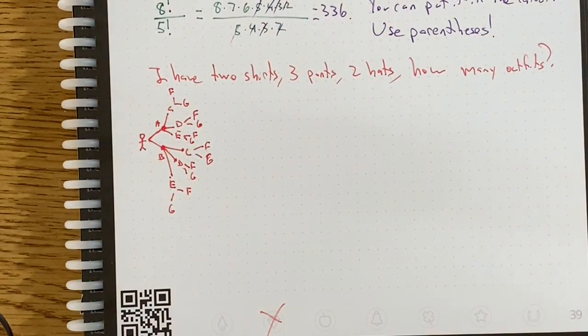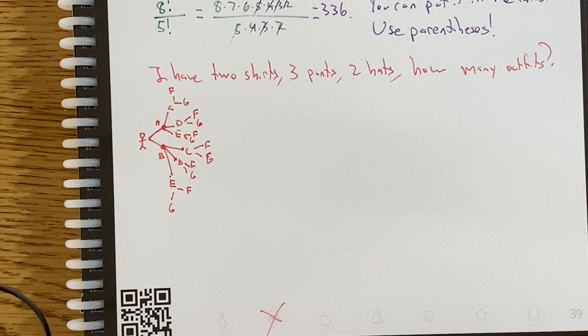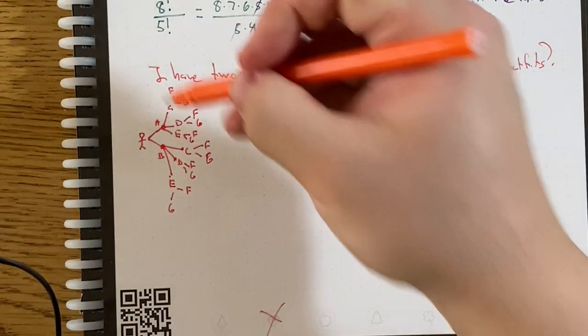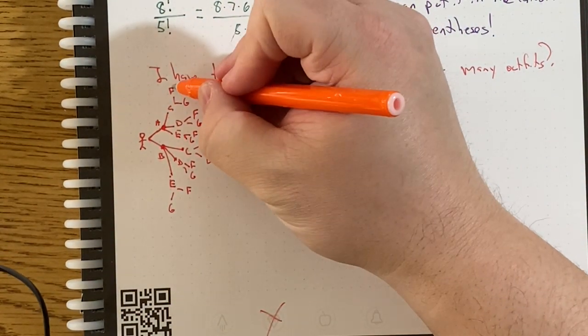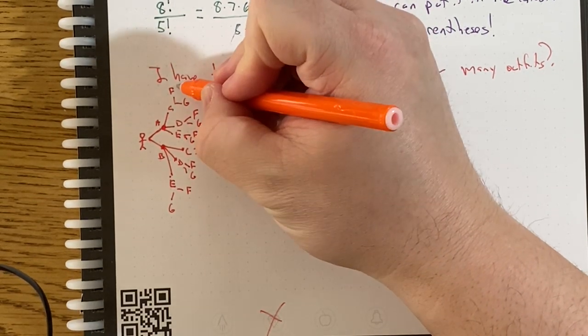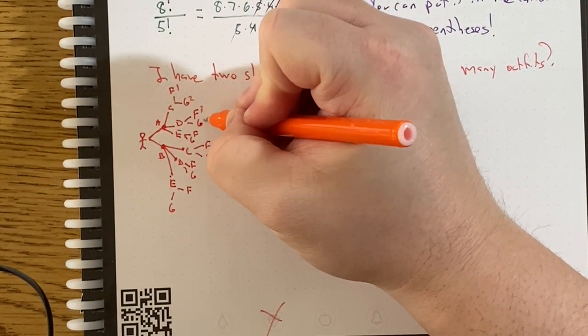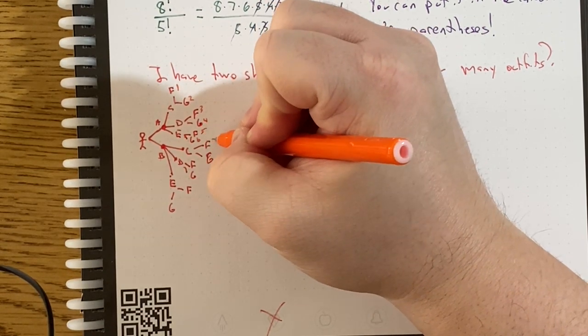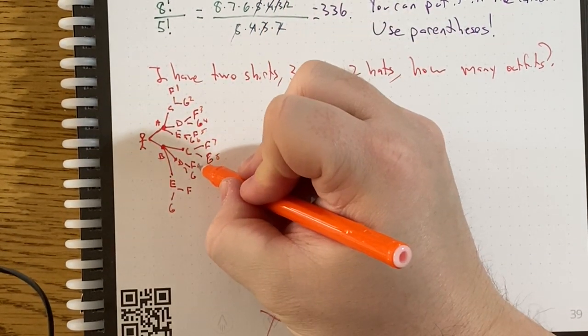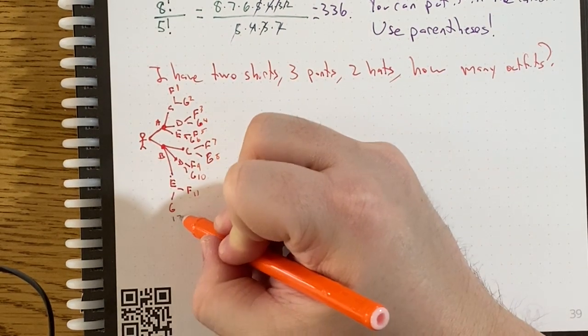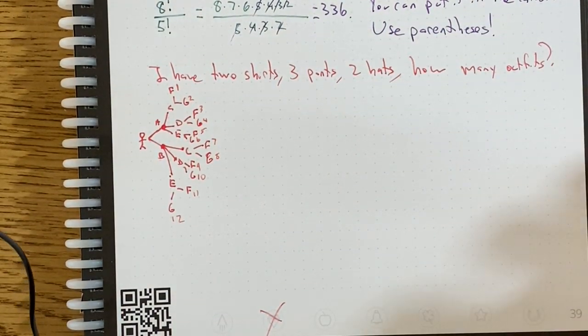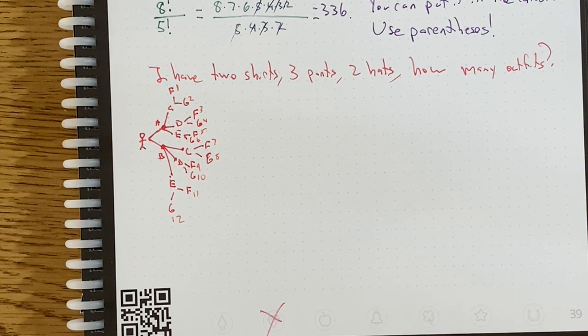So, the question of how many different outfits can I have, you just gotta count basically how many branches there are at the end. 1, 2, 3, 4, 5, 6, 7, 8, 9, 10, 11, 12. So there are 12 total outfits, basically. And it just branches out like that. Of course, if I gave you bigger numbers, it would be almost impossible for you to write down all those branches. Plus, it takes a lot of time.